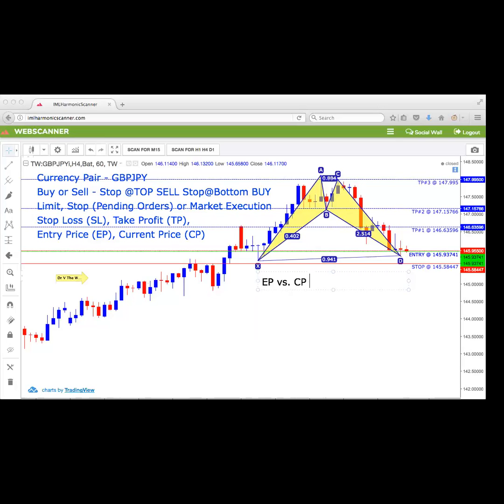So what is the entry price right now? Where it says entry at 145.93774. And we're going to do 145.937. Remember, it only goes 2 spaces. And then what is the current price? Remember, I said the current price is highlighted in red, and it's where it was when the market closed.